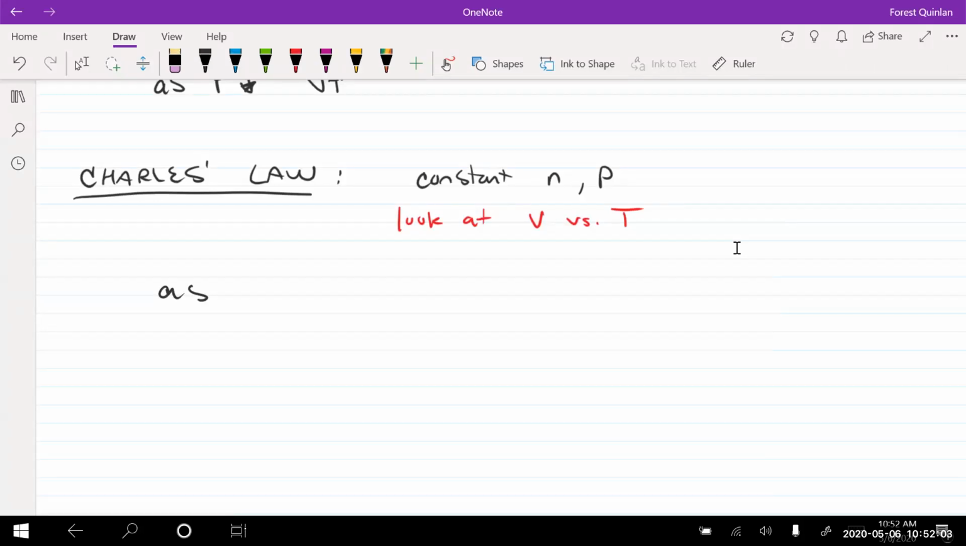As the temperature increases, the volume increases, and vice versa. As the temperature goes down, the volume goes down. Think hot air balloon.